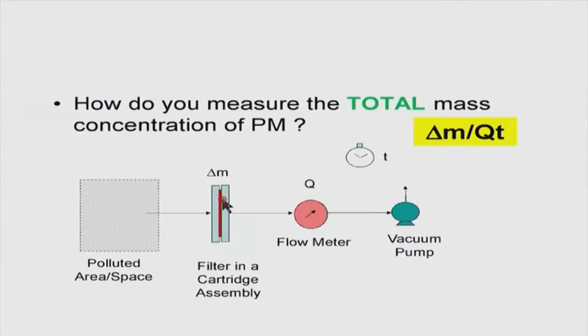You just need a filter paper, which is pre-weighed, a filter cartridge, a flow meter like a rotameter, a vacuum pump, and a stopwatch to be able to do the timing. Then you just need the mass of the filter before and the mass of the filter after. That gives you delta M, which is the increase in the mass. Of course, it's desiccated to eliminate the effects of humidity. And then Q, you have measured using the rotameter.